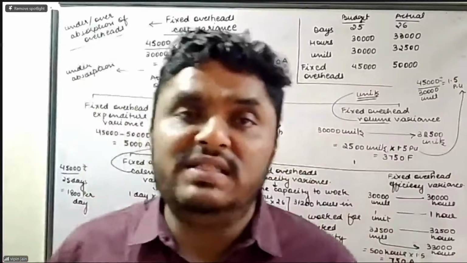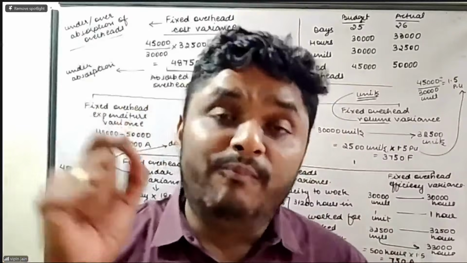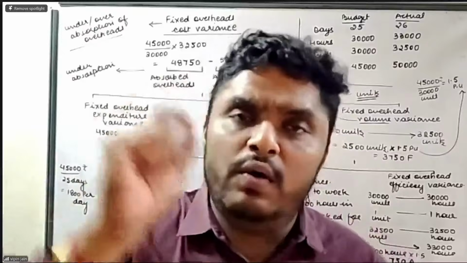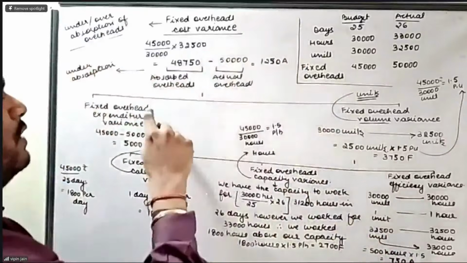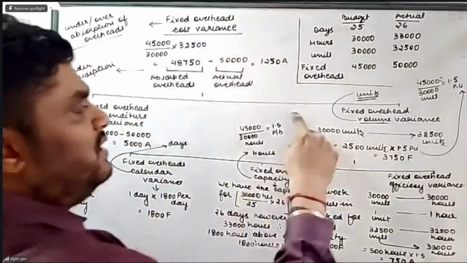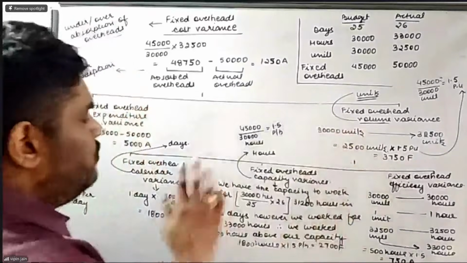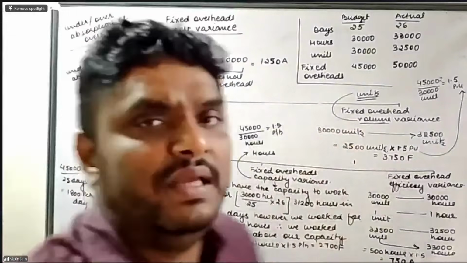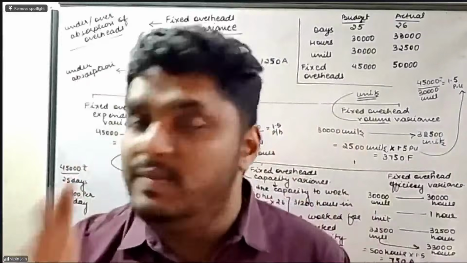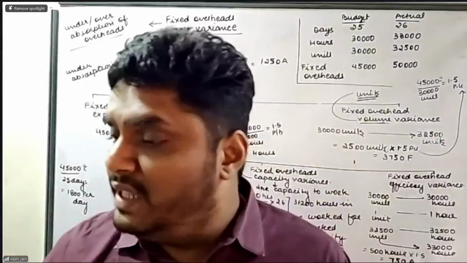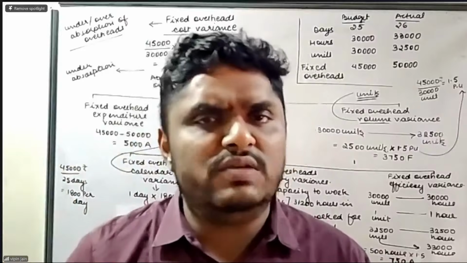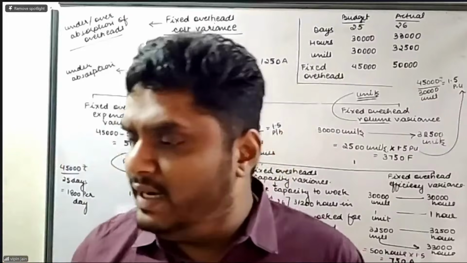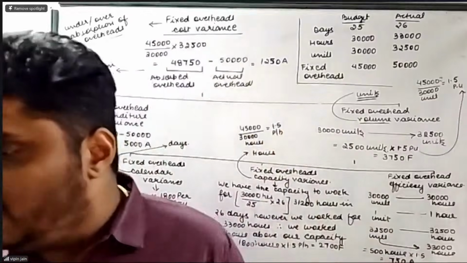Giving you 5 minutes to copy everything. Apart from this, write down for every variance what you have understood: from cost, from expenditure, from volume, calendar, capacity, and efficiency. Take your time of 5 to 6 minutes, copy everything, and then if you still have any doubts, you can speak to me. I'll be discussing 5 to 6 questions for better understanding and clarity of concepts. So take your time and copy everything.